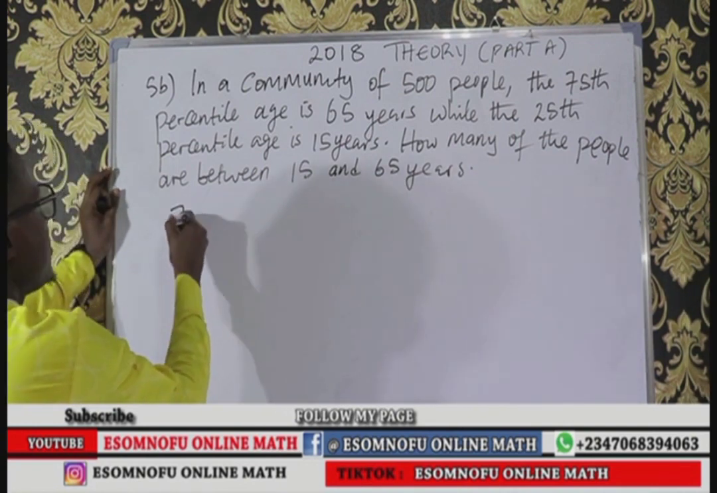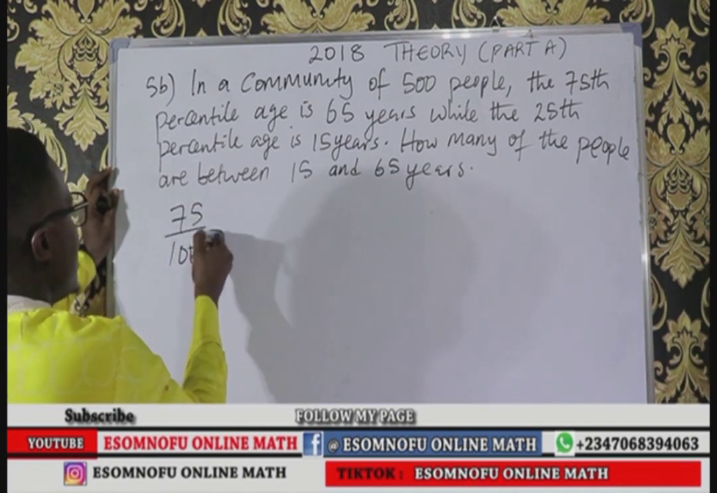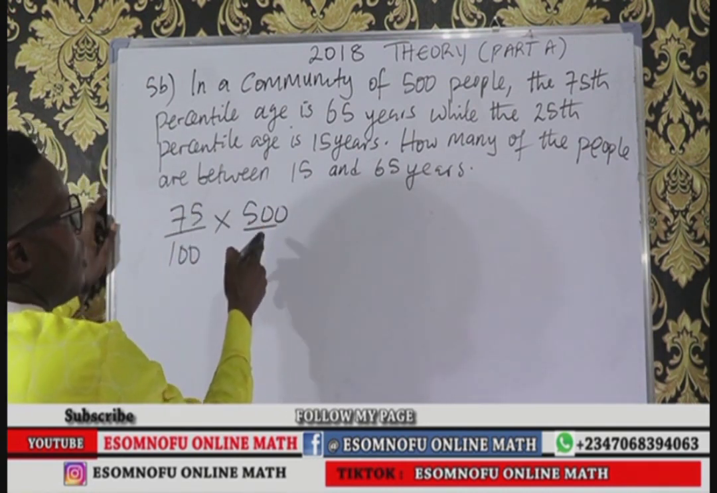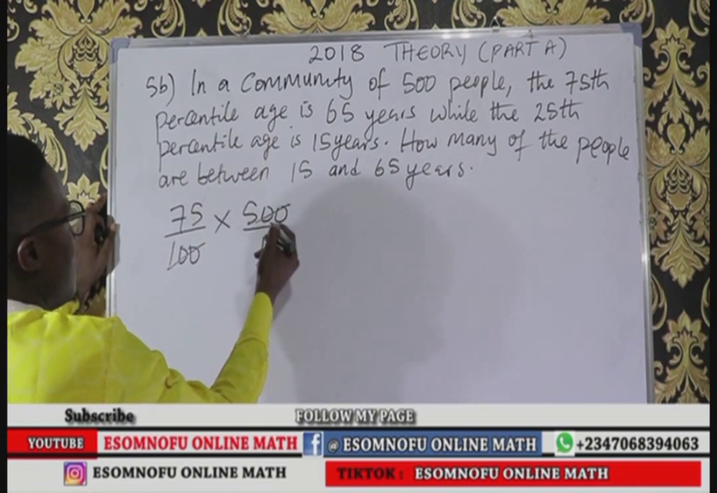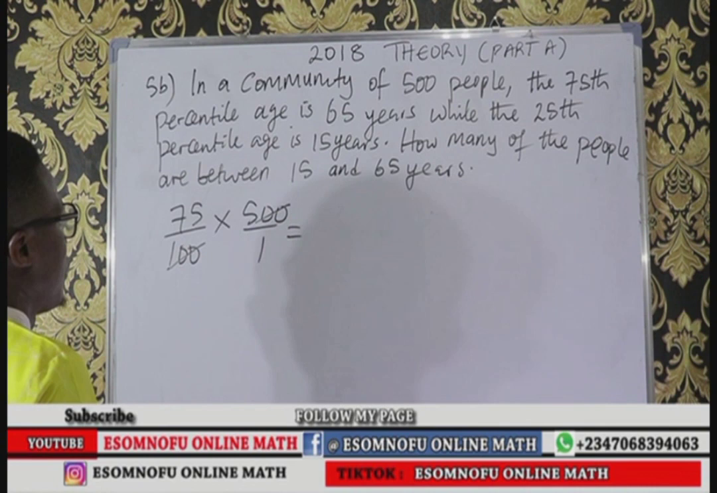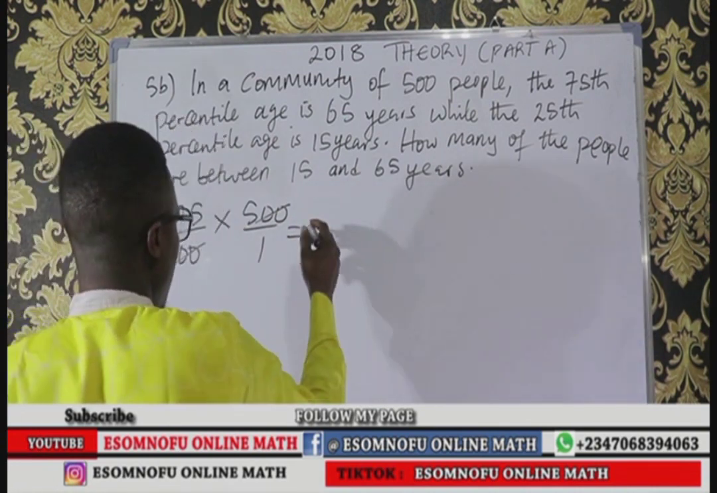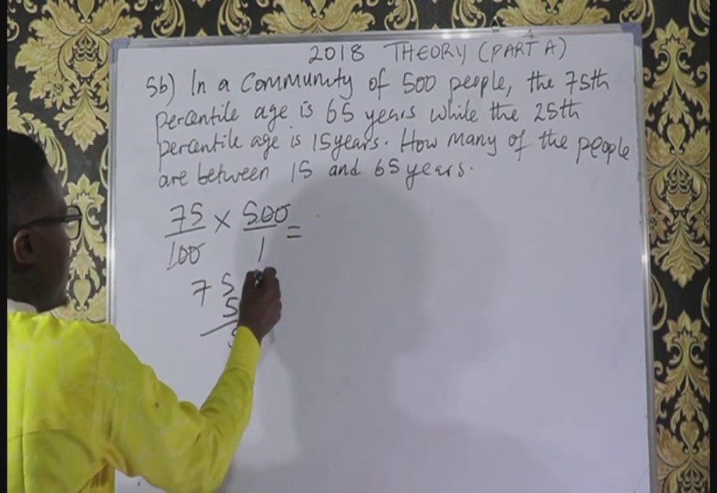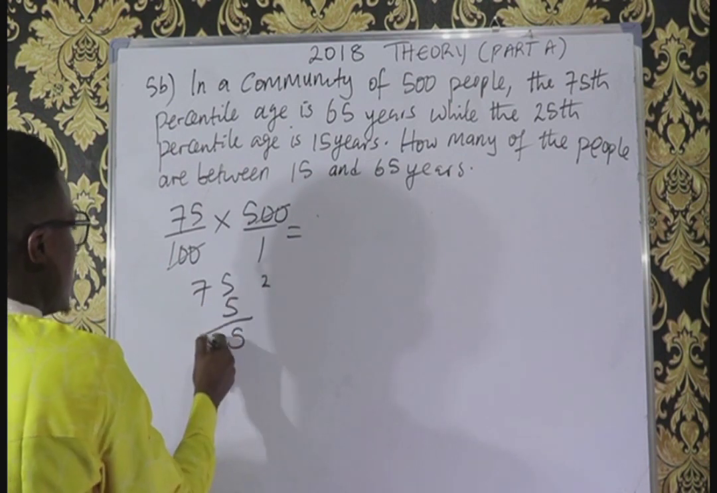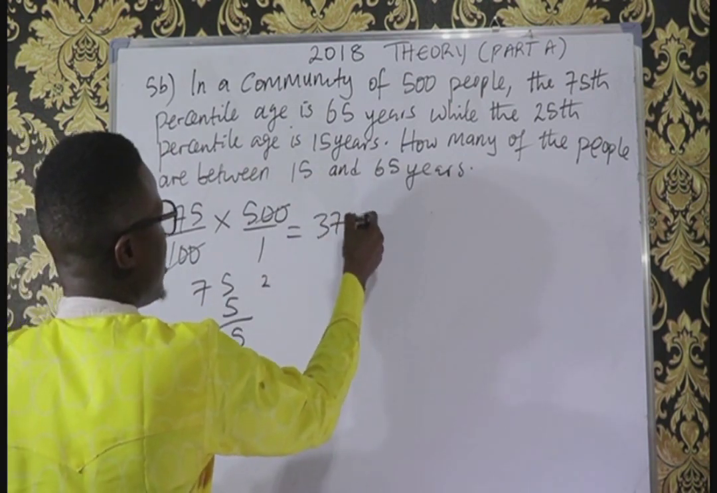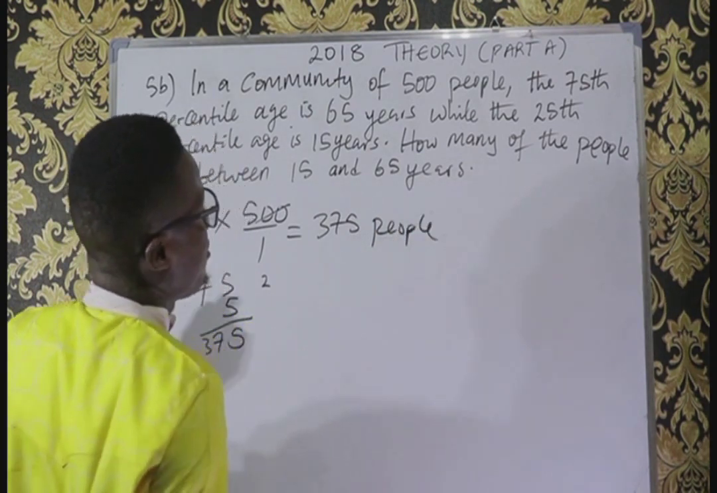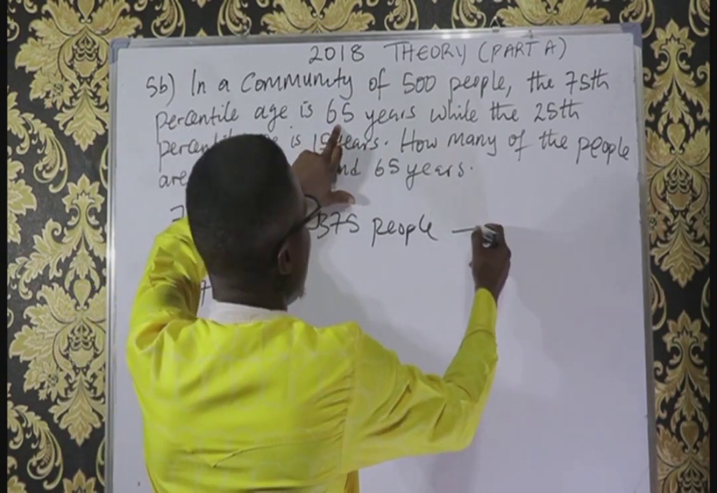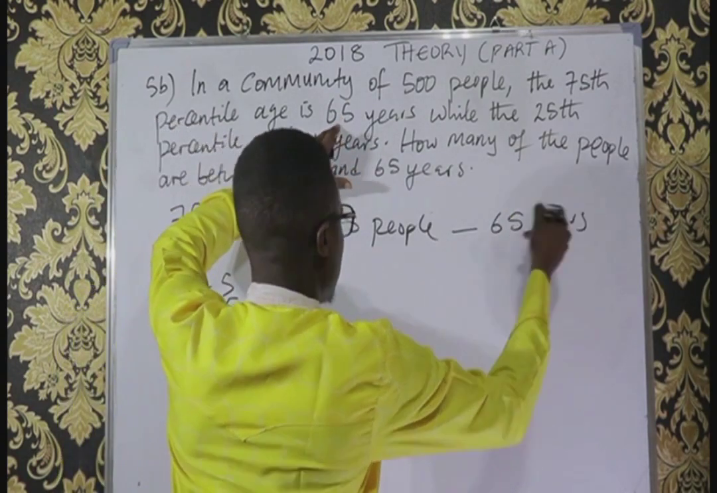Okay, now 75th percentile means 75 over 100 multiplied by 500 persons over 1, because there are 500 persons there. 0 cancels 0 here. We are left with 75 times 5. Let's see, 5 times 5 is 25, write 5, carry 2. 5 times 7 is 35, plus 2, 37. So it will give us 375 people. And these 375 people are the 75th percentile, which are people under 65 years.